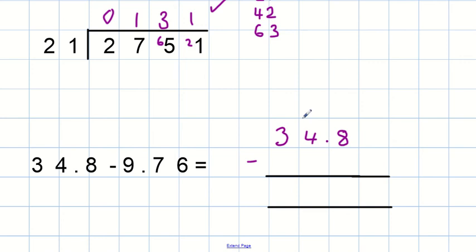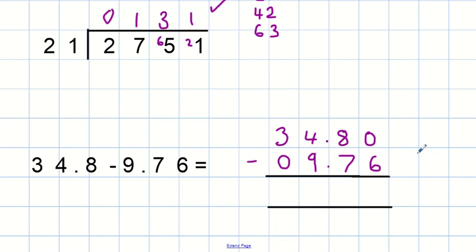So I'm going to start by putting 34 on the top because I know 34 is larger than 9. And then I'm going to put 9.75 underneath. Now I know 9 represents 9 ones, and I know the 4 of 34 represents the ones. So I'm going to use that to help me line up the rest of my number. And then to help me, I'm going to put some zeros in as placeholders. So there we have our subtraction set up accurately.